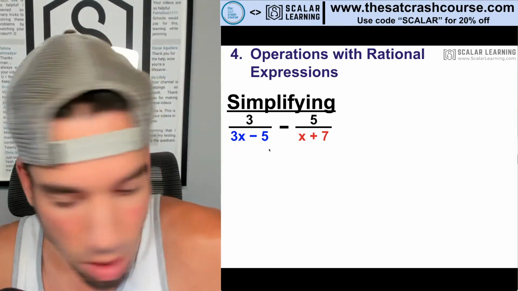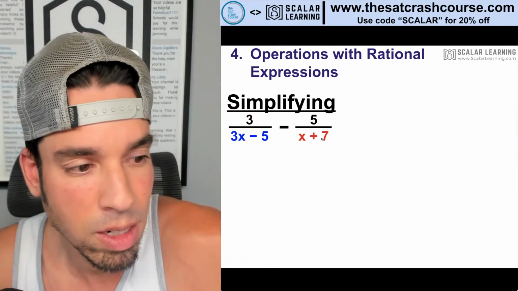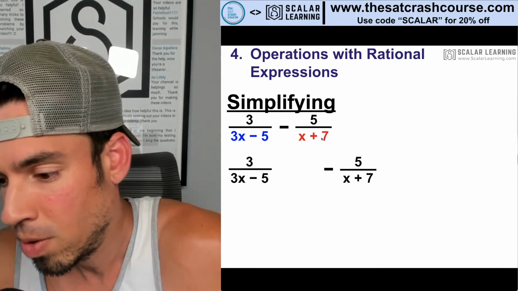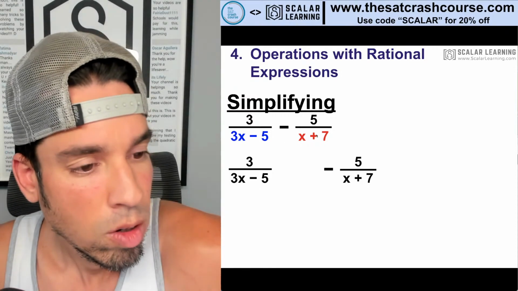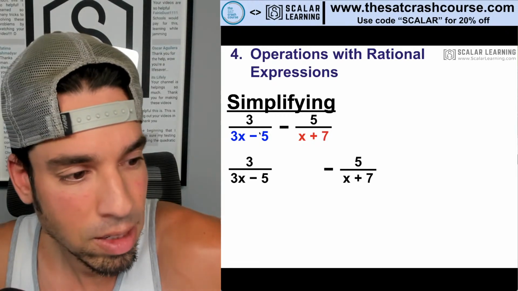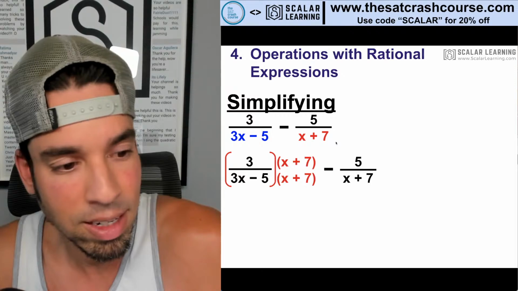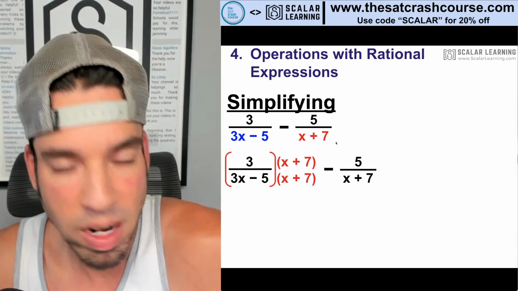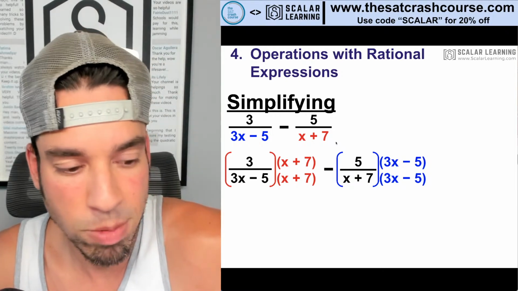So for example, we have 3x minus 5 and x plus 7. How do we get common denominators with these rational expressions? Well, we've got to multiply this second denominator times the first and this first denominator times the second. And again, we have to do it as x plus 7 over x plus 7 because then it's 1. And for the other one, 3x minus 5 over 3x minus 5.